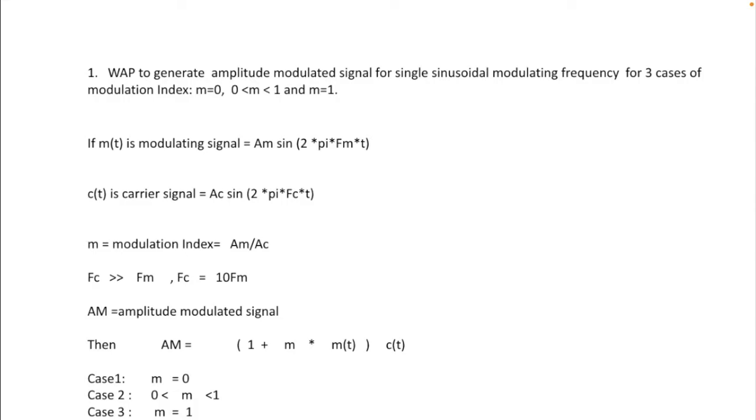fc is always greater than fm. So here it should be at least 10 times fm or it can go to 100 times fm. The equation for the amplitude modulated signal is given here in the standard form: (1 plus m into m(t)) into c(t). So we will use the first case first. We will try with case 1 where m is equal to 0, then we'll go for case 2 and then for case 3.